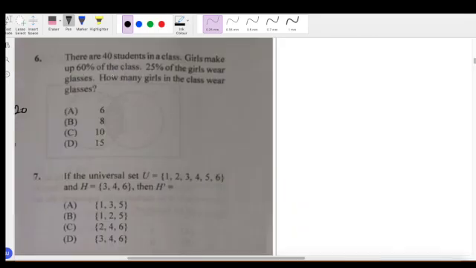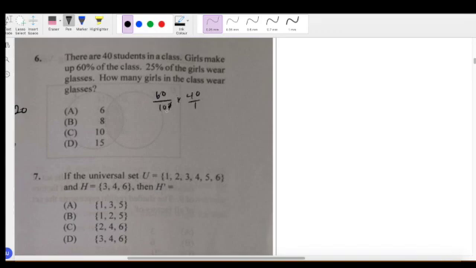Number 6, we have 40 students in a class. Girls make up 60% of the class. 25% of the girls wear glasses. How many girls wear glasses in the class? So first of all, we have to find out how many girls are in the class. So we'll have to find out what 60% of 40 students is.